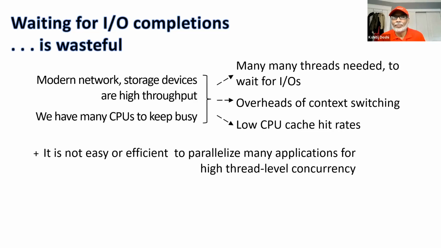But there's also a practical problem. For many applications to really mask I/O latencies, they have to have a sufficient amount of application level parallelism, sufficient thread level parallelism, and that's not always easy to architect. It depends a lot on different applications.